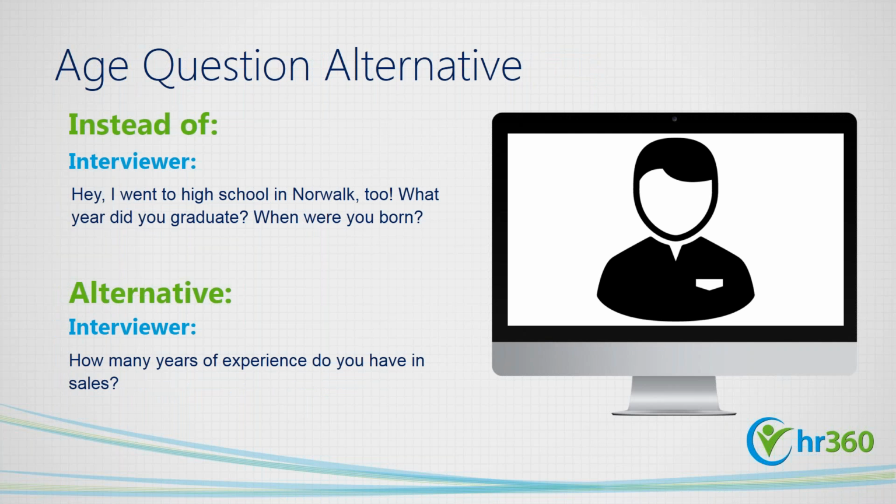Age questions. Here's another one. Here's something you want to avoid. Hey, I went to high school in Norwalk too. What year did you graduate? When were you born? Sounds like interesting small talk questions. Remember that whole thing? Steer clear. What can you ask? How many years of experience do you have in sales? So again, you notice we've gone to the job description point of view. Always safe. But once you get into the personal zone, you really do not want to go there. Always stick with, again, job-related responsibilities, requirements, etc. So let's continue on.